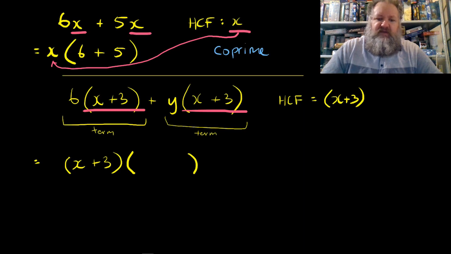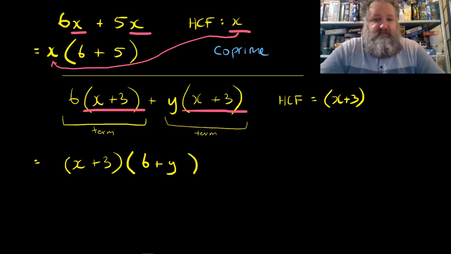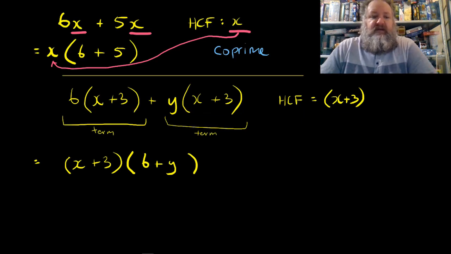Well, let's go back to my first one. Well, I had left over a 6 plus a 5, which I wrote inside of the brackets. Well, what do I have left here? 6 plus y. So let me write that down. 6 plus y. And guess what? We factorised it. Okay? We found the factor. Let me get rid of this red line here.